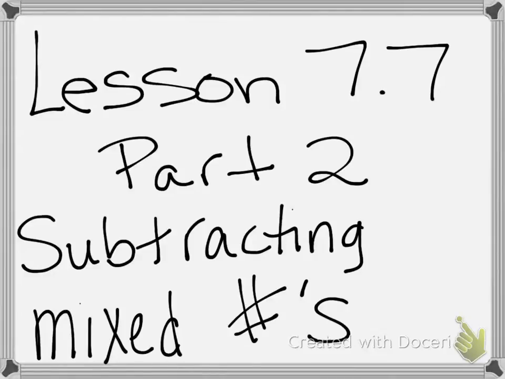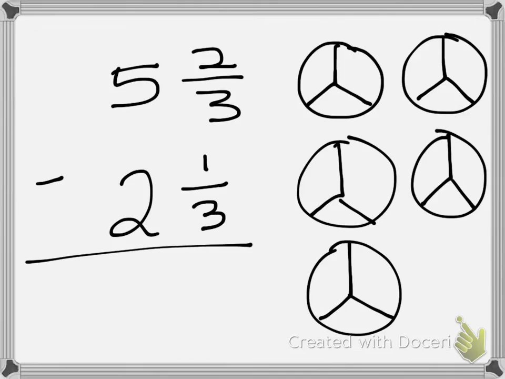Lesson 7.7, Part 2 is subtracting mixed numbers. And this lesson in Go Math is a little bit easier. It will get harder eventually, but I just want to make sure students are aware of how to subtract mixed numbers. So my first example is 5 2/3 minus 2 1/3.